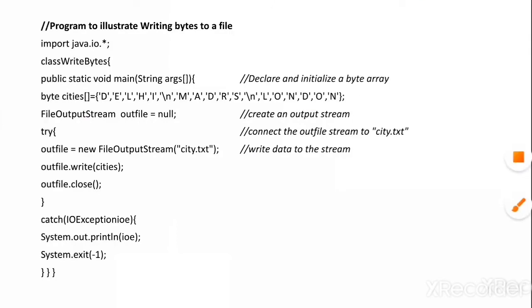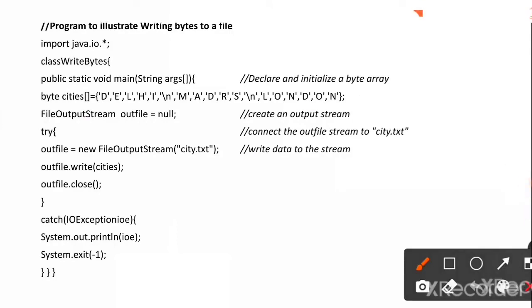Next, I'm creating a FileOutputStream object, outFile, and initializing it to null. Later I'm going to link that output stream object to the actual file within the try block by writing outFile equals new FileOutputStream, and within the parentheses, I'll write city.txt. So city.txt is the name of the file to which this sequence of characters, that is the names of the cities, has to be written.